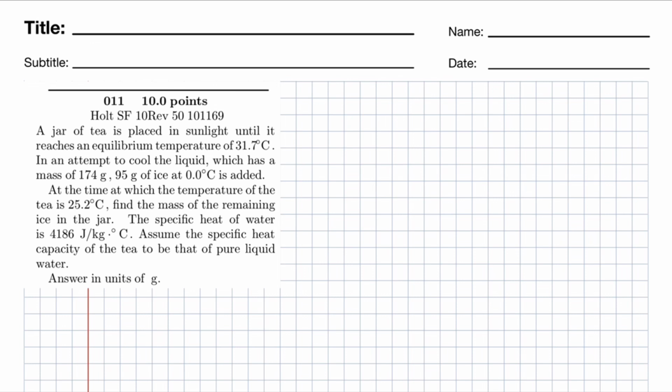We learned that we're not really cooling down the jar, although we say it like that. What's happening is there'll be an energy transfer from the tea to the ice, so you are increasing the temperature of the ice. And what we want to know is how much of that ice is left. That's what we want to know. Let's write down what we know.